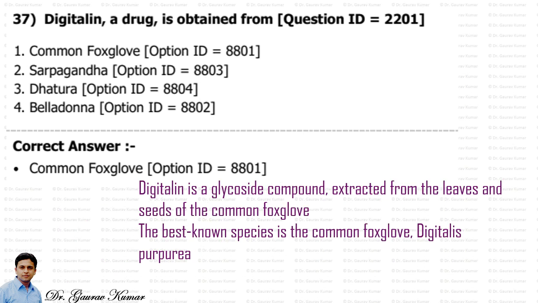Next question. Digitalin, a drug, is obtained from. So digitalin is a glycoside compound extracted from the leaves and seed of the common foxglove. The best known species is the common foxglove, Digitalis purpurea.